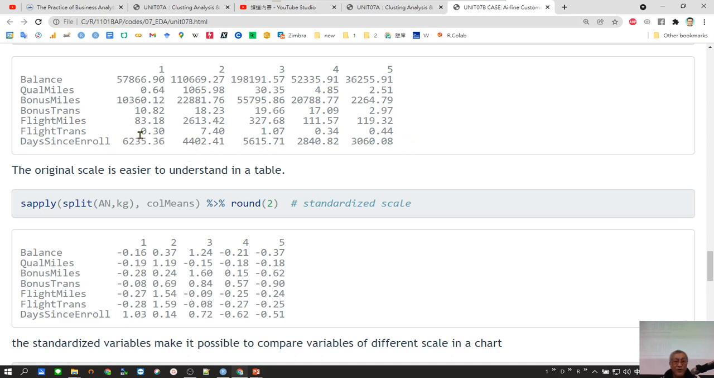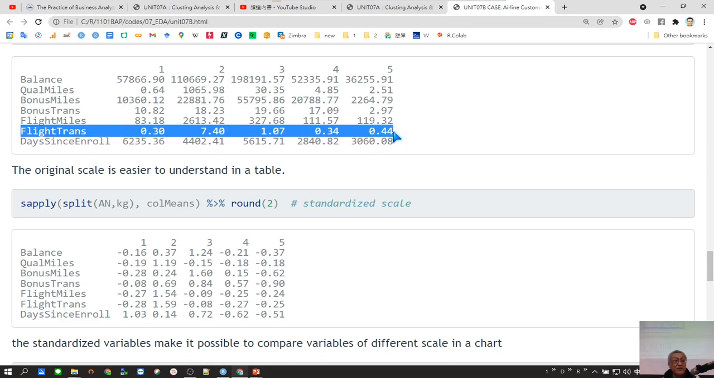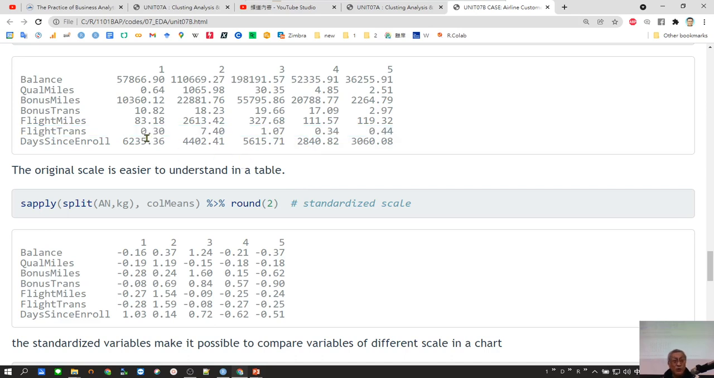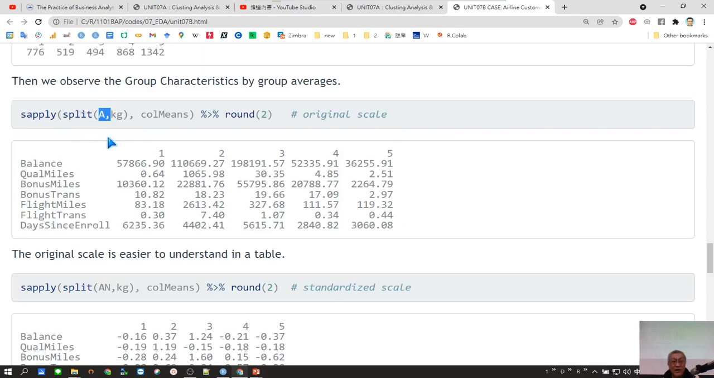I can also compare the average number of transactions, and the average number of flights. This is the number of flights in the past 12 months, isn't it? So when I do this, I can see that this group flies a lot. Because this is the original data, the scale is the original scale, which makes it easier to read the table.